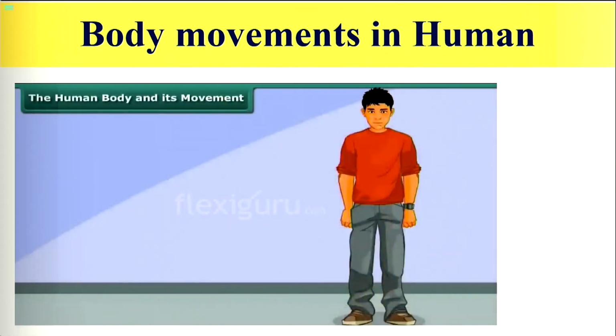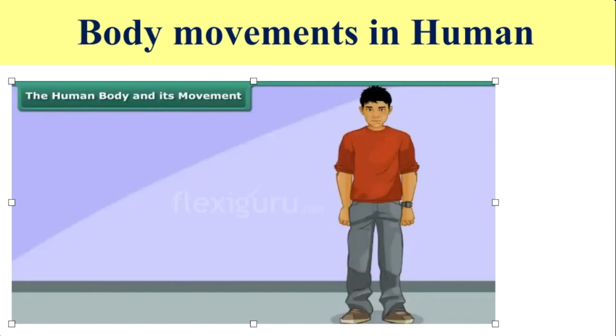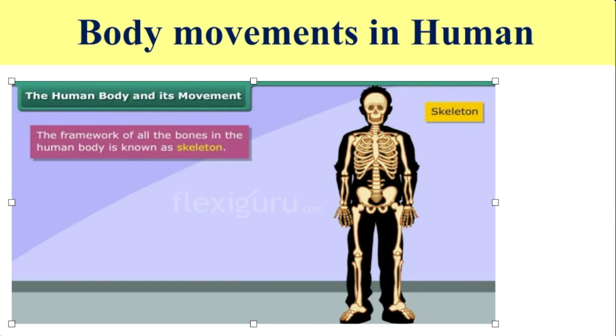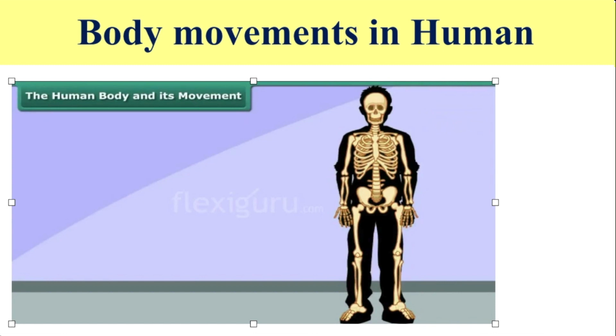Okay. So here see the body movements. The human body and its movement. As we already know, the shape of our body is due to the presence of bones, cartilage and muscles. And there are 206 bones in the human body. The framework of all the bones in the human body is known as the skeleton. It consists of the skull, hand bone, shoulder bone, rib cage, pelvic bone, backbone, leg bone and cartilage.